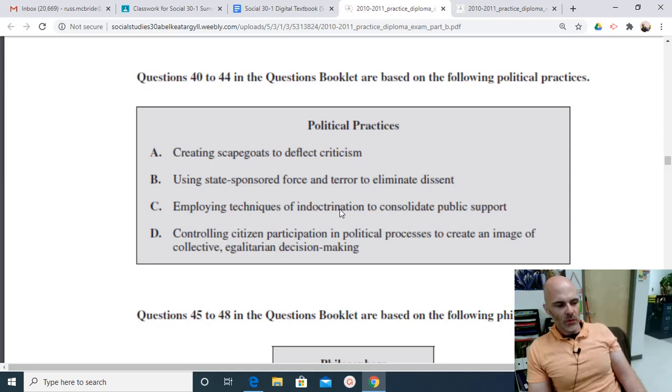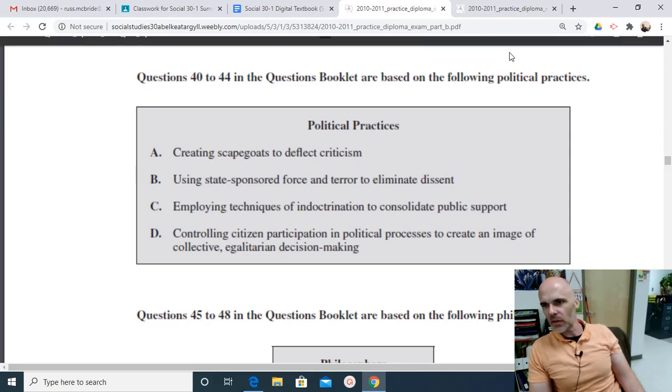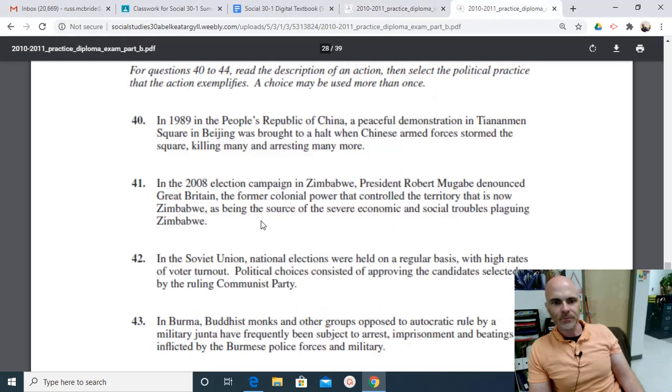So picture Tiananmen Square. Picture the videos that you watched, the links that I gave you. They use tanks to stop people from questioning the state. State-sponsored terror or force to eliminate dissent. It's a big yes. I'm putting a happy face next to that. I'm not reviewing that one.